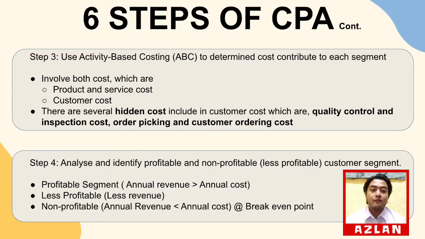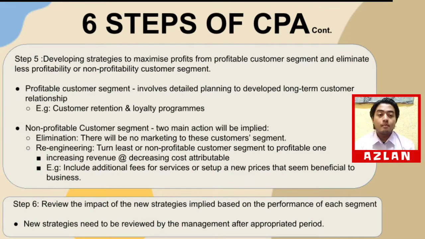Next is the less profitable segment, which shows us that the segment obtains less revenue than other segments. And lastly, the non-profitable customer segment, which indicates the revenue is lower than the cost, or even shows us the break-even point figure, which we also call no gain, no loss. Moving to step 5, the company needs to develop strategies to maximize profit from the profitable customer segment and eliminate the less profitable or non-profitable customer segment.